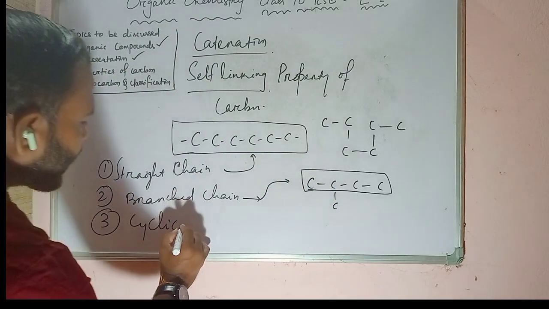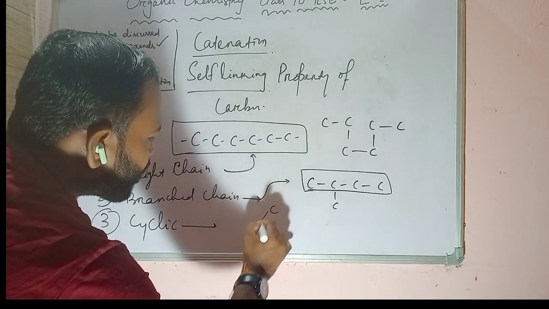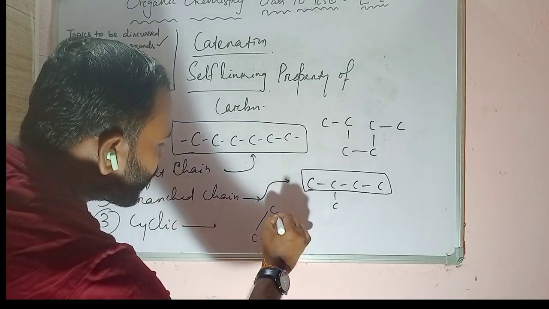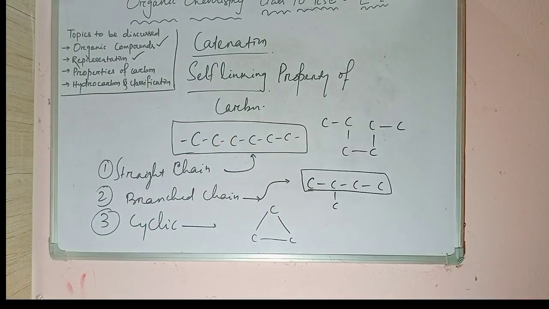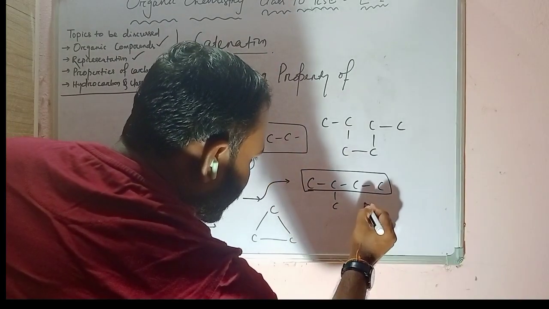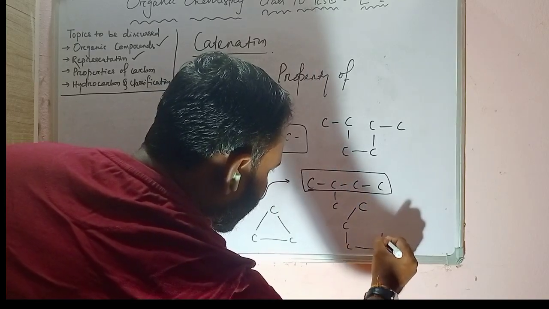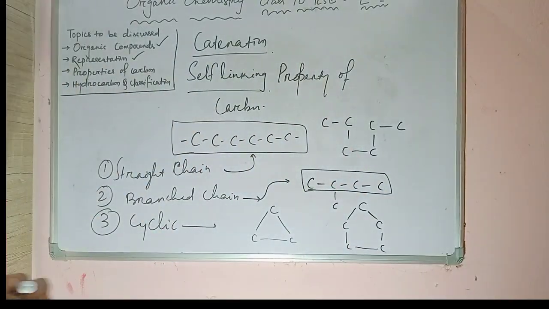Now let's get to the cyclic chain. So what is a cyclic chain? Suppose this is carbon, this is carbon, this is carbon, and this is carbon. So this is a cyclic chain. It can be like this also, C C C C. So this is also a cyclic chain.